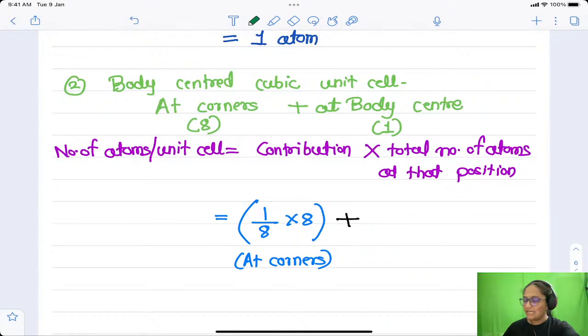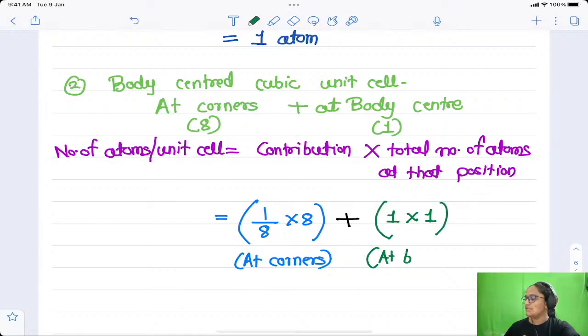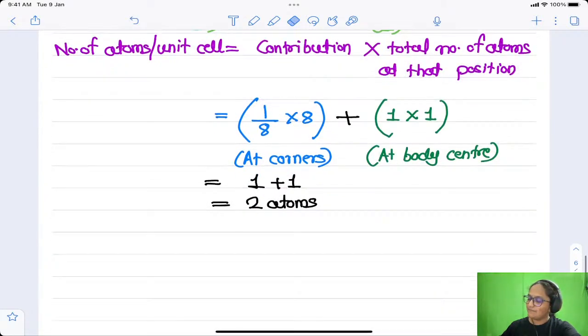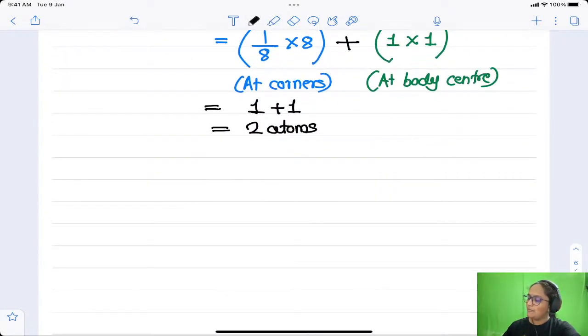For the body center, 1 is the contribution, because the body center atom is not shared with any other cube. 1 is the contribution, 1 is the total number. I put it in a bracket and write that this is for the body center. Therefore, it is 1 by 8 into 8 is 1, 1 into 1 is 1. So the total number of atoms per unit cell for BCC is 2 atoms. Very easy.